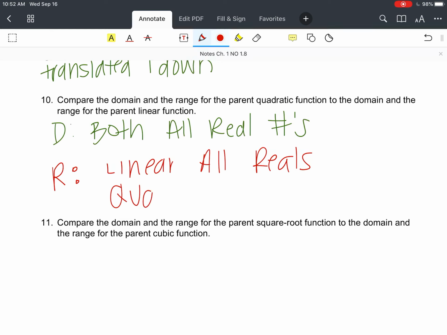But for quadratic, it's only the all real, so we'll still have that here, but your y has to be greater than or equal to 0 for the parent function.